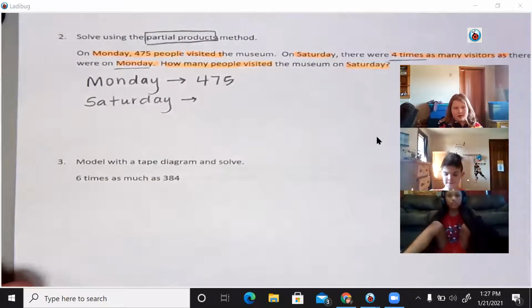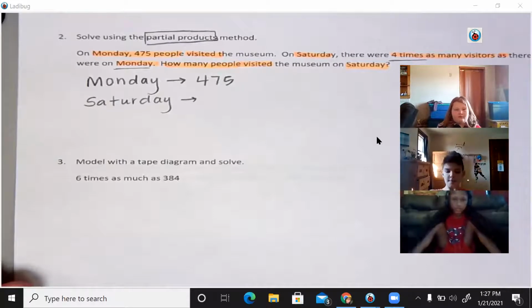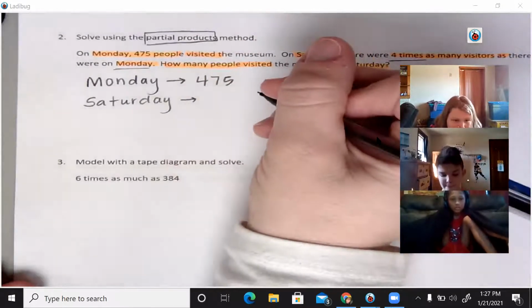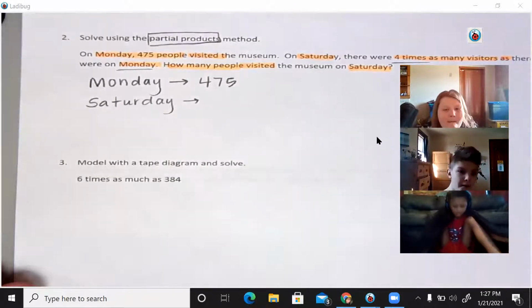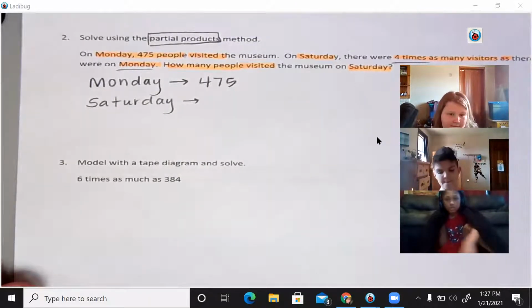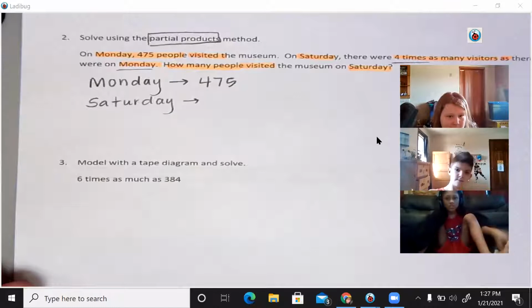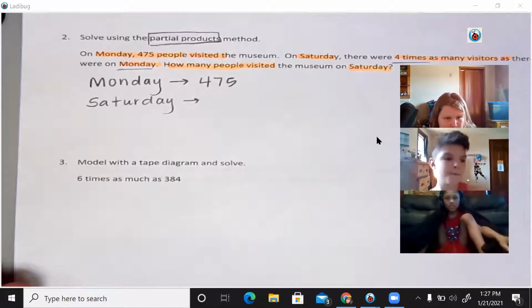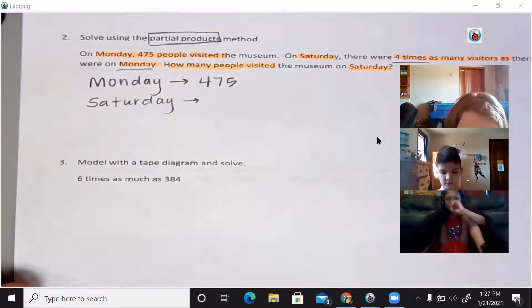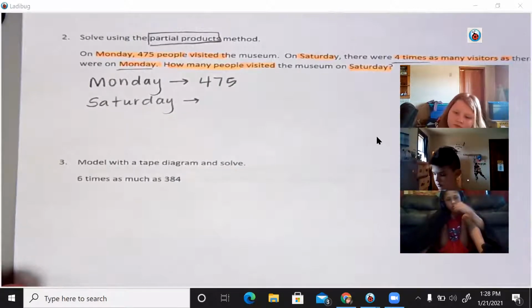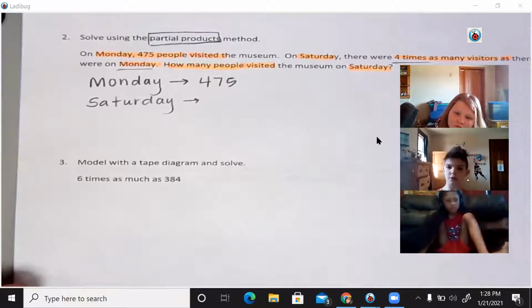Okay, so Noah, if there were 4 times as many on Saturday than Monday, what would we do to figure out how many people were there on Saturday? You have to put the numbers down. Tell me, what are they? No, there's 475 people there Monday. There are 4 times as many people on Saturday. So are there more people there Monday or Saturday? There's more people Saturday. There's 4 times as many.